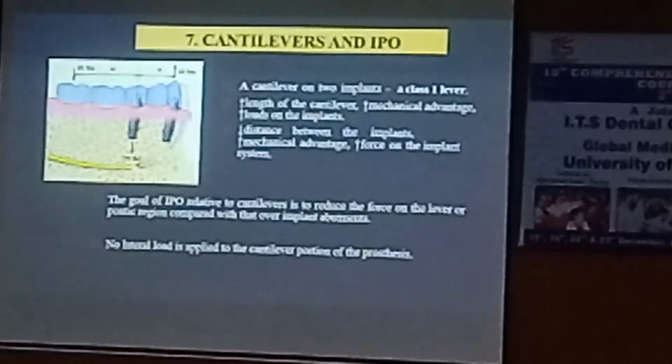Reason very obvious, implant root surface area is very small. Clear? Don't say we can give cantilever bridges, why can't we give it here? No, it will not work. Clear? It is not going to work. I personally will feel that do not give cantilever.